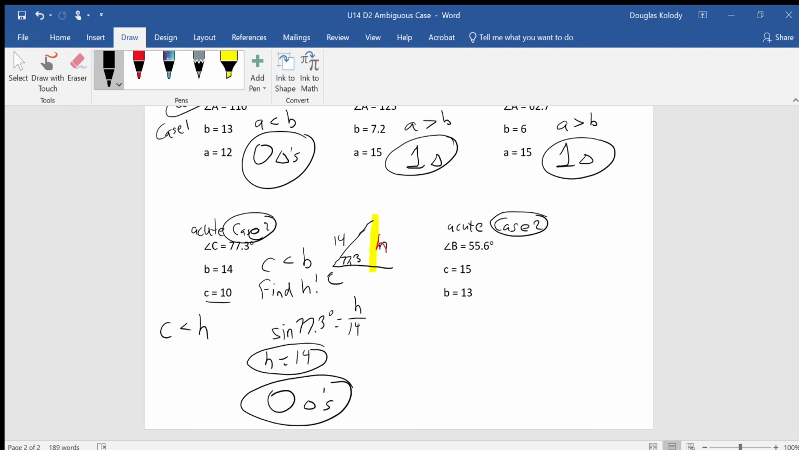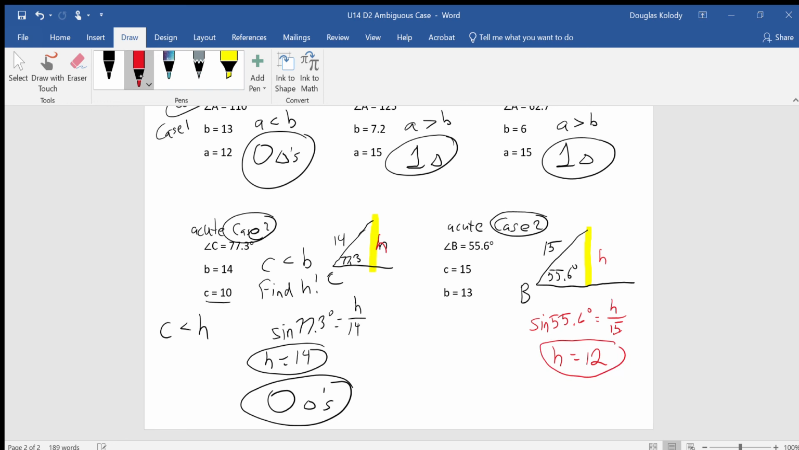And last but not least, we have to find H. Draw yourself a triangle if it helps. Just letting you know, I always draw myself a triangle. So we have 55.6 degrees. And then we have C is 15 right here. This is angle B this time. Oh, I'm just mixing it up on y'all. And then we have the hypotenuse right there. And H. So let's set up the trig. Sine of 55.6 degrees equals H over 15. So H is going to equal 12 in this case. I know I'm skipping over a lot of the math. You just multiply by 15 on both sides.